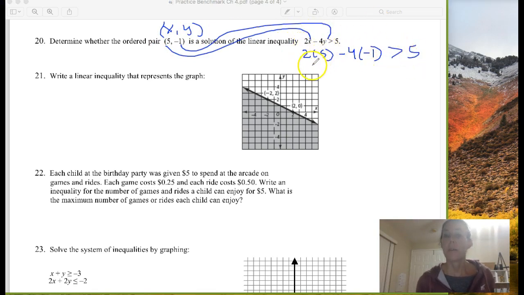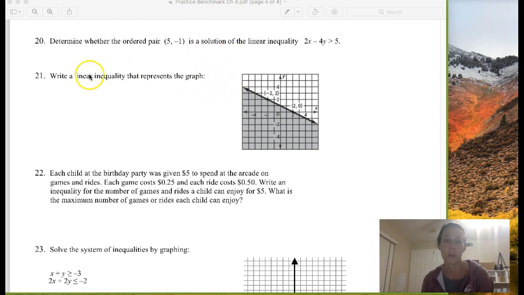Well, 5 times 2 is 10. Negative 4 times negative 1 is a negative times a negative is a positive 4. 10 plus 4 is 14. So 14, is that greater than 5? Yes. So this is a solution, which means it falls somewhere in the solution area. Like for example, if this were my line, it would fall in the gray solution area. So yeah, it's true. This is not the line for that, by the way, but yes, this is true. Because this is true, this is a solution. So all you do is plug it in and see if it's true. If it's false, then it's not a solution.